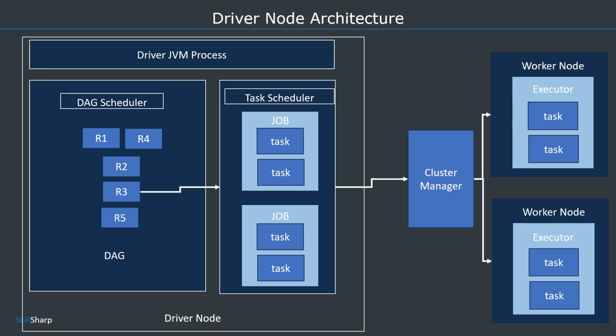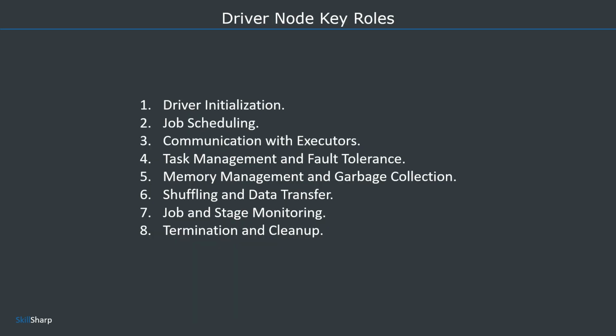So this is how the driver node is structured. Then what are the main functionalities of the driver node? You can see here, the driver node initializes your program or your application. Scheduling of the job is also the responsibility of the driver node. It will schedule the job on different executors, and it will keep track of the job. Then communication with the executors, like which executor is processing which part of your data, is also handled by the driver node or the driver of the application.